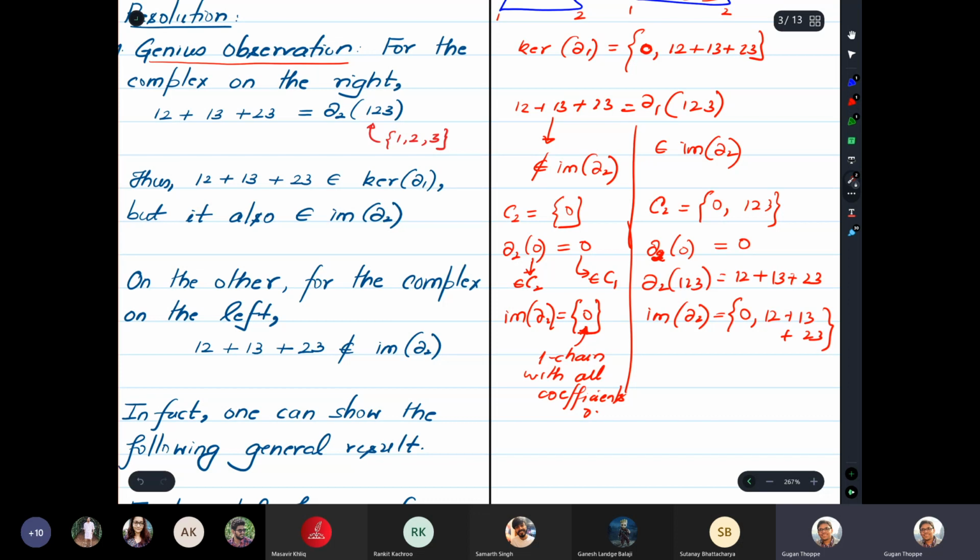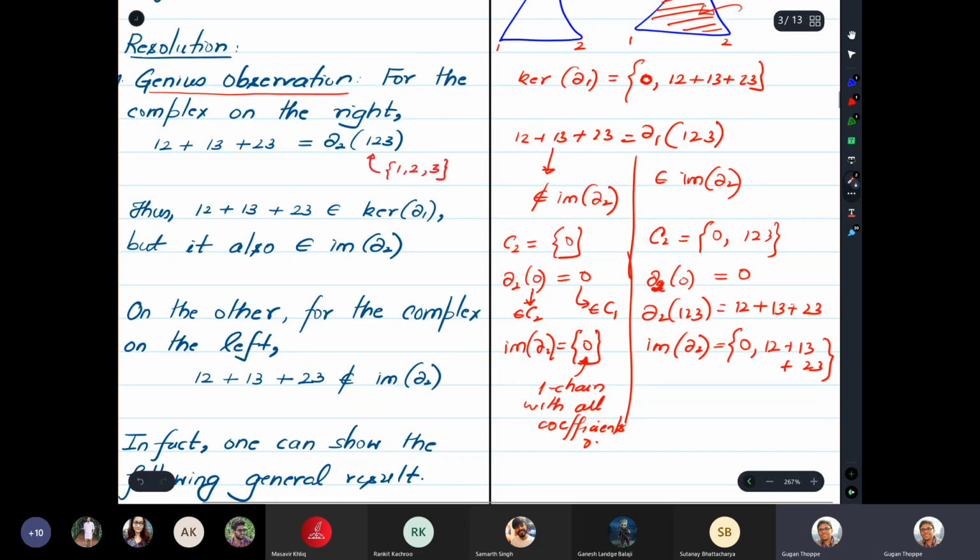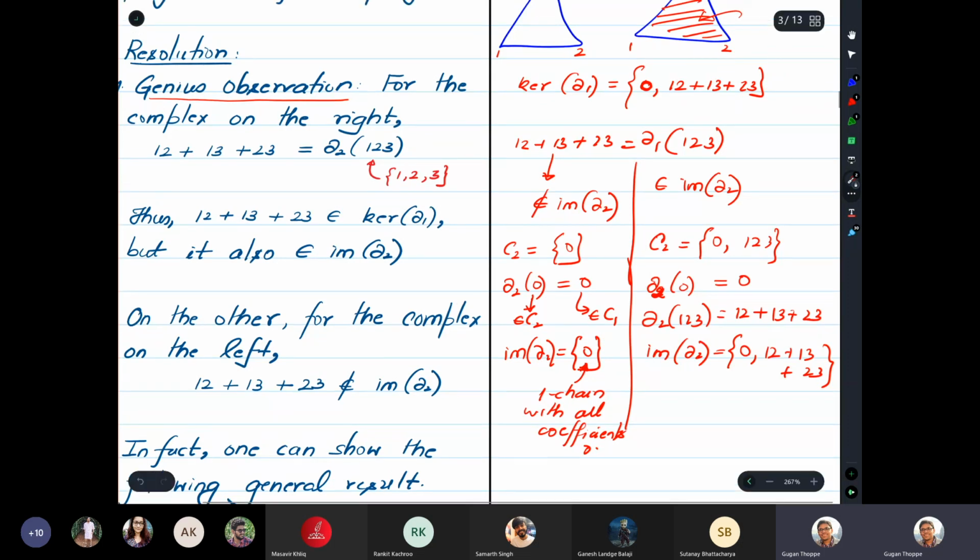So now let's see how this is useful. For the figure on the left and for the figure on the right, the kernels are the same. However, if you include the image of the ∂2 operator along with the kernel information, then you will be able to see that we can indeed distinguish between the two cases. The kernel and this image of ∂2 together are different from this pair over here for the second simplicial complex.